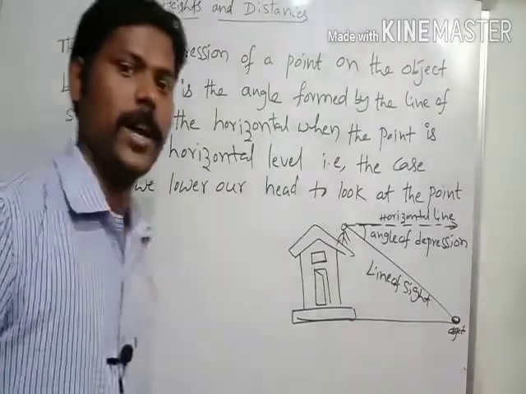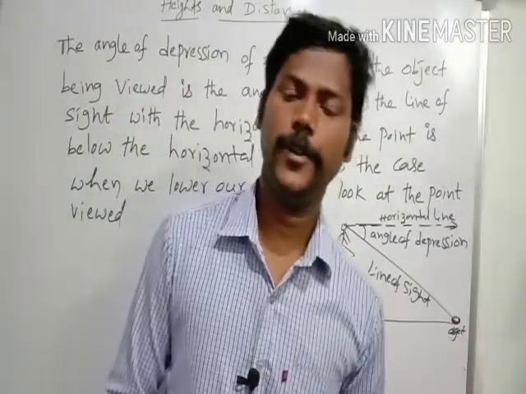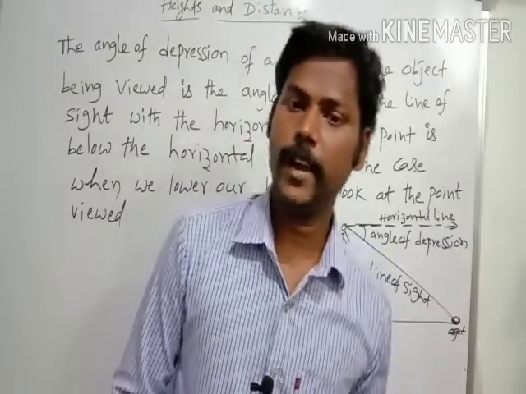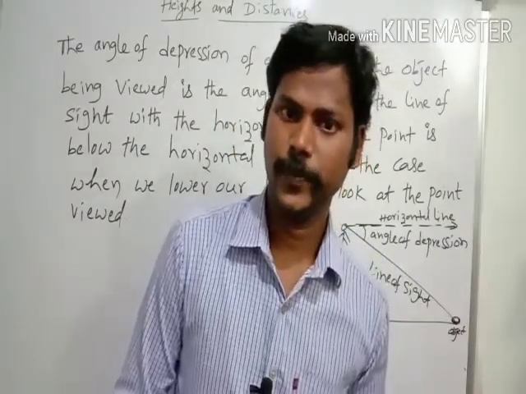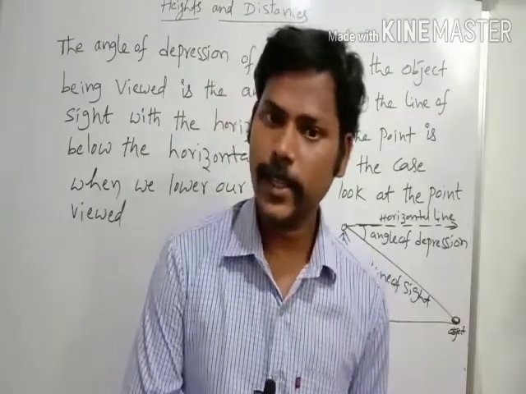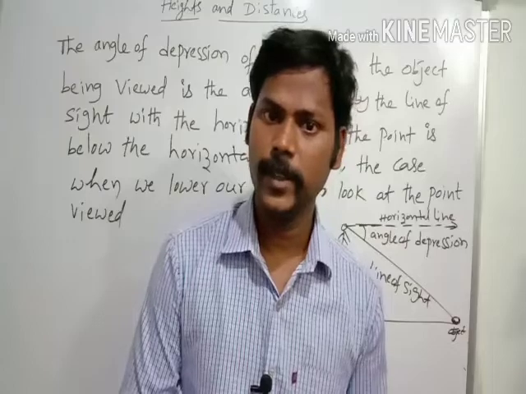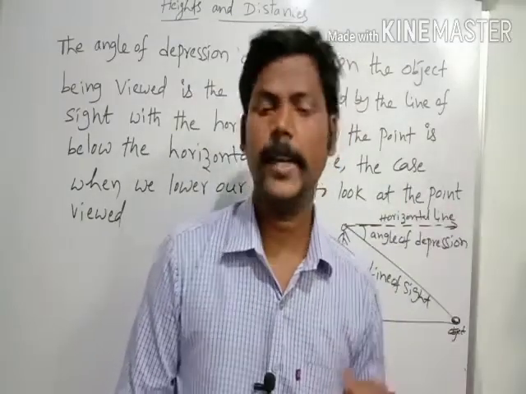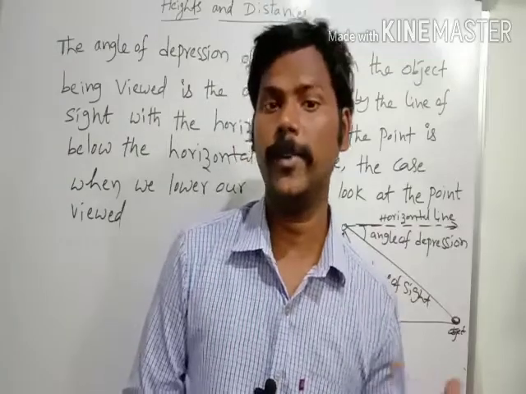Next I am explaining the angle of depression. First, what is the angle of elevation? Once more, remember children, it is the angle between the horizontal line and the line of sight, where the object is above the observer. That type of angle is called the angle of elevation.